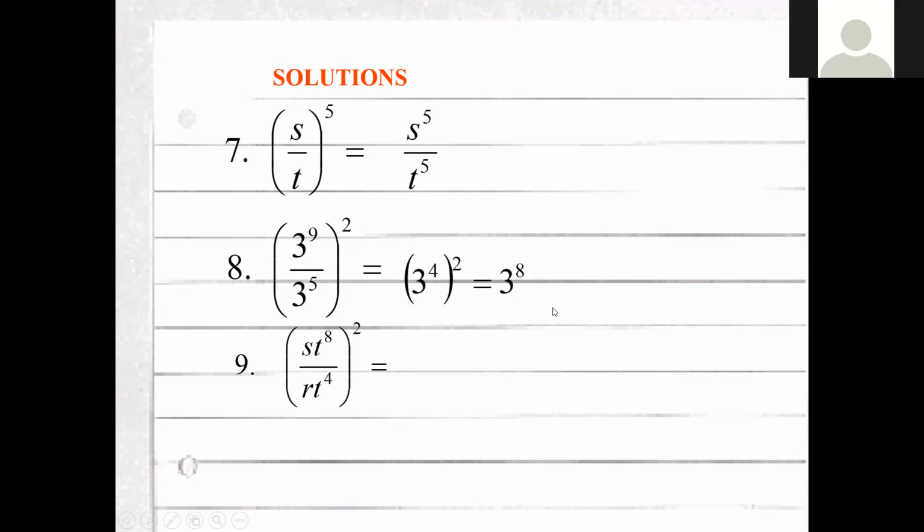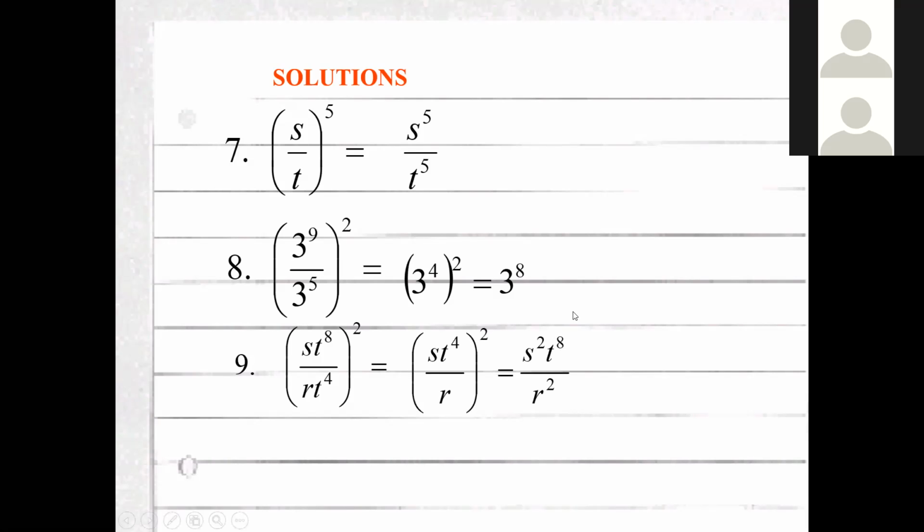Number 9 is Spencer. The answer is S to the power of 2, T to the power of 8 over R squared. Very good, Spencer. I hope you answered it yourself, not your kuya there, huh?